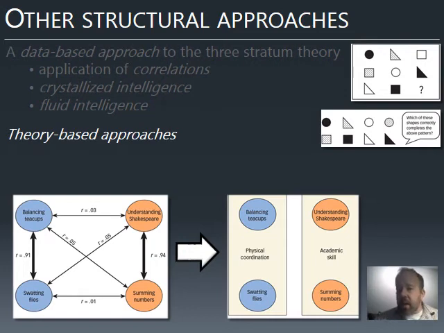Now, that being said, all of this data-driven approach is really good at determining what skills belong together, what skills are related to one another. Of course, it's not very good at describing the structure of intelligence for those aspects that aren't tested. And so other theory-based approaches have said, well, wait a minute, this mathematical approach is only as good as the data it's given. You can't say anything about untested abilities.